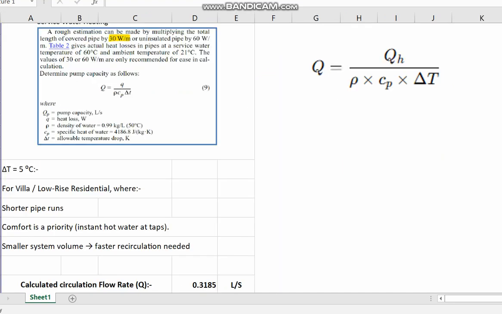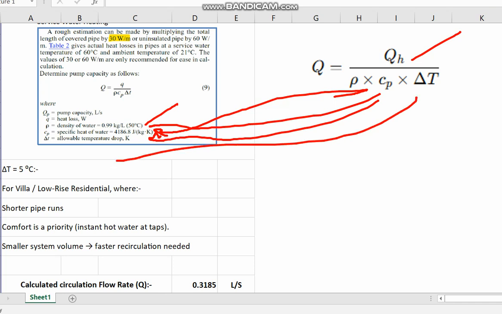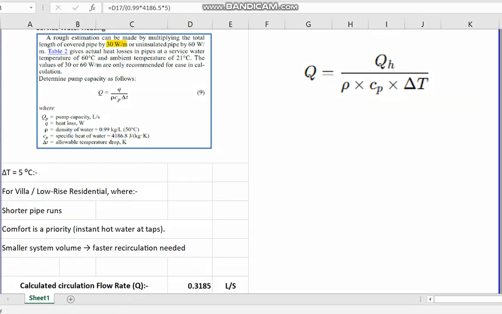So now we have the heat loss, which we already got as 6600. The density from here we are going to apply, and Cp from here we are going to apply, and also delta T we are going to apply as 5 degrees Celsius. If you put in all these values, you will get the answer of 0.3185 liters per second. So here you can see I added all these values in the formula, and you will get 0.3185 liters per second. That is the calculated circulation pump flow rate.